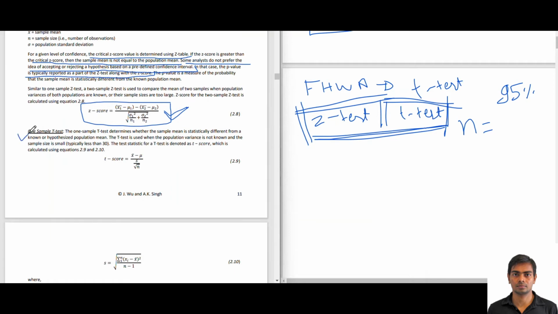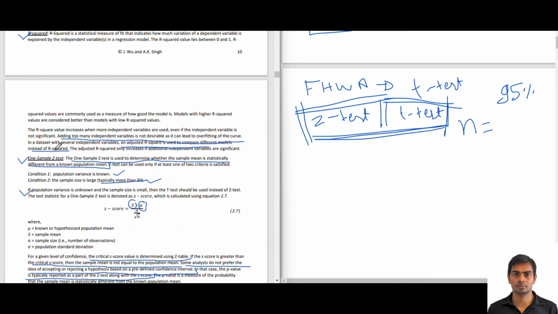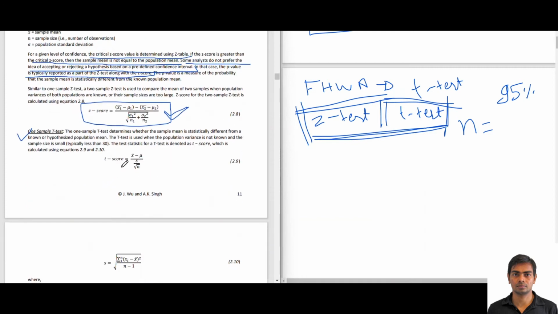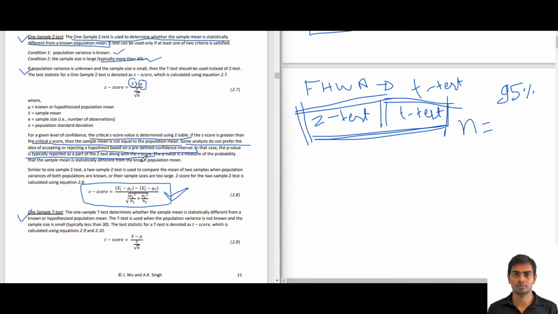Now let's look at the t-test. T-tests are also used in simulation modeling when the population variance is not known and the sample size is small. Then we will be using t-test. Similar to z-test, it is almost exactly similar.